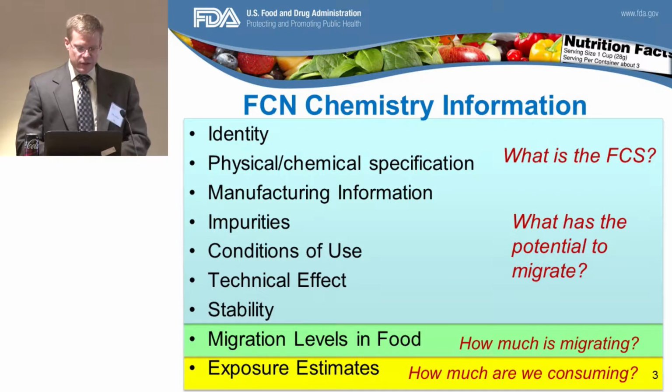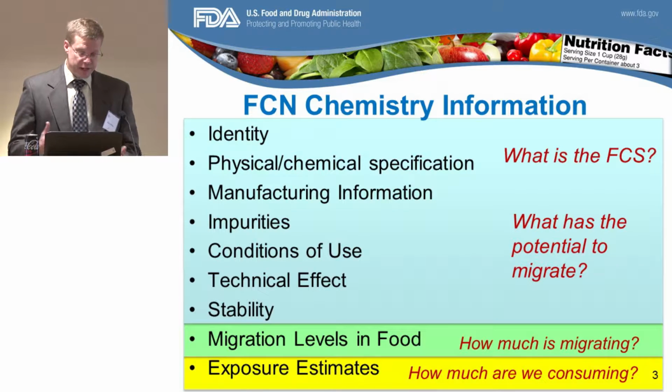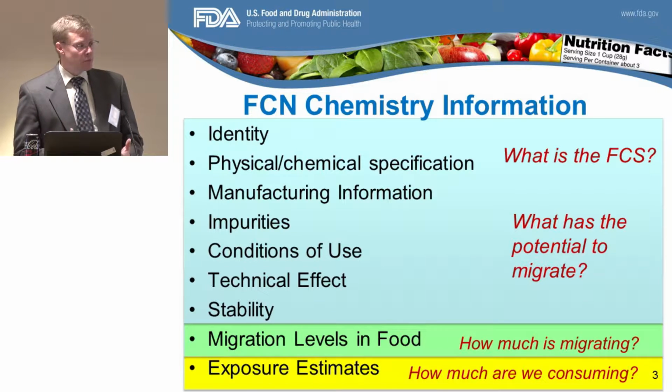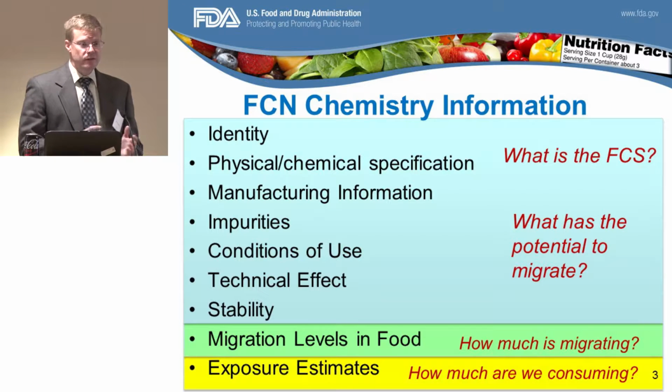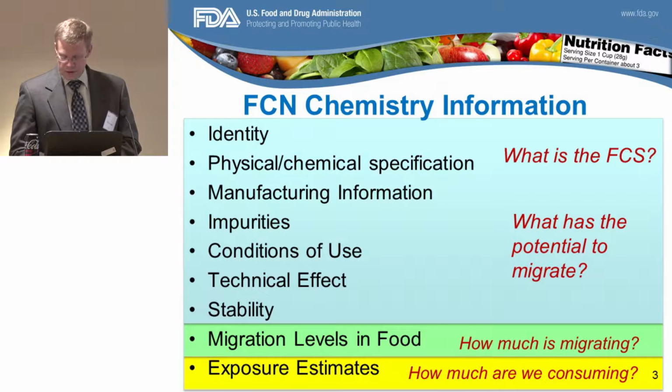All right, so this slide actually breaks down the 9 different data recommendations that we have for the chemistry side of the food contact notifications. It really can be simplified into what is the food contact substance, what materials have the potential to migrate to food under the intended conditions of use. We're looking at the food contact substance itself, as well as any of the impurities or breakdown products that might be generated during manufacture or use of the material. How much of those things are actually migrating from, say, a packaging material into food, and human exposure to that material.